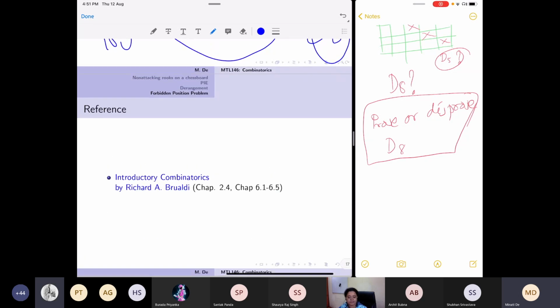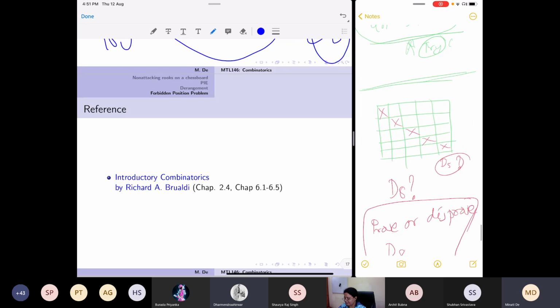Ma'am, what if we can attack in diagonal direction as well? Tell me, I didn't understand. Dharmendra, right? So what is your question? How can we count the number of ways if they can attack in diagonal direction as well? Like diagonally they are attacking.